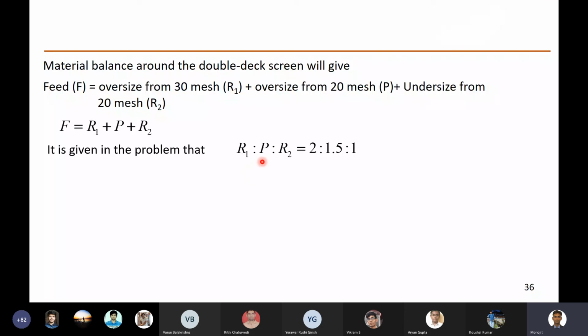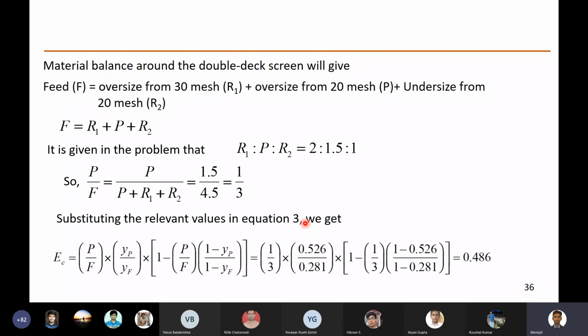And what is given here? R1 is to P is to R2 is 2 is to 1.5 is to 1. That is what is given in the problem: oversize of the 30 mesh screen to the oversize of the 20 mesh screen to the undersize of the 20 mesh screen. So P by F, which you had in that formula, would be P divided by the addition of these three. Going by the ratio, this comes as 1 by 3. Now you directly put that in the formula, and you will get the efficiency of the screen as 48.6%.